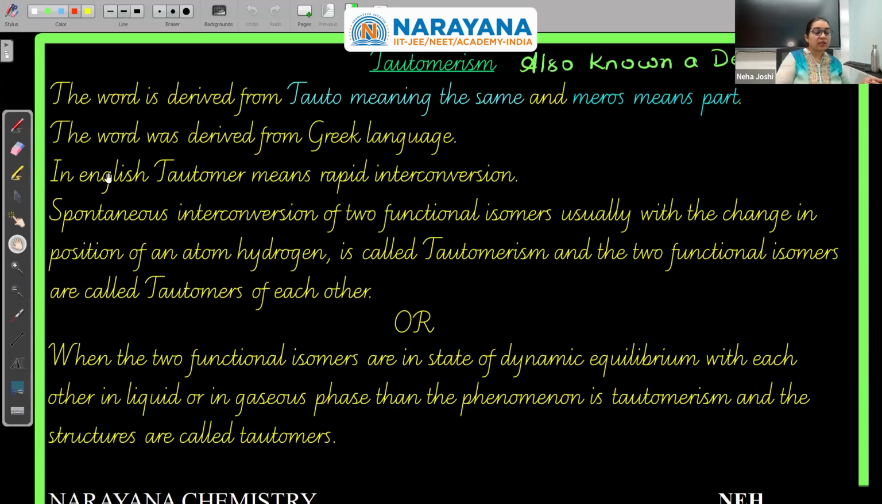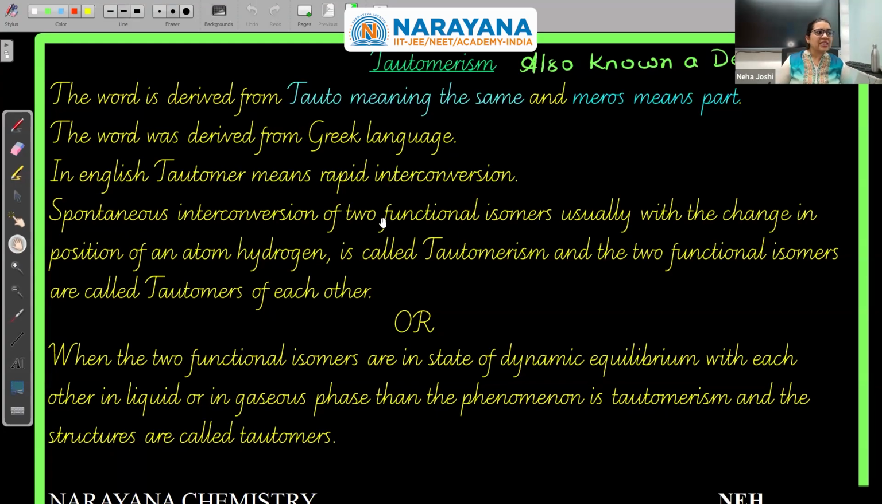Wonderful. So let's now start the second part of today's lecture, that is tautomerism. Tautomerism is a type of structural isomerism. It is also known as desmotropism. The word is derived from tauto, meaning the same, and meros, the part, like isomerism: iso is similar and parts, here it is same parts. The word was derived from the Greek language. In English, tautomer means rapid interconversion. It simply means anything that is rapidly interconvertible is called a tautomer.